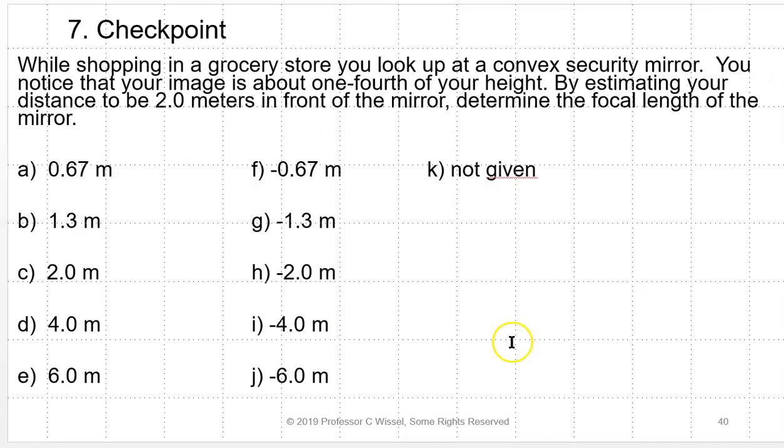While shopping in a grocery store, you look up at a convex security mirror. You notice that your image is about 1/4 of your height. By estimating your distance to be 2 meters in front of the mirror, determine the focal length of the mirror.